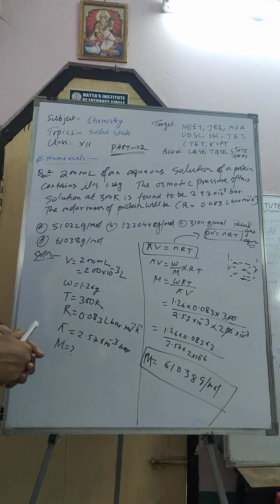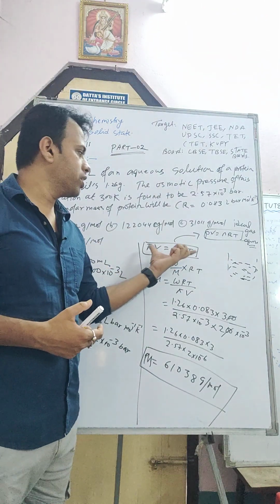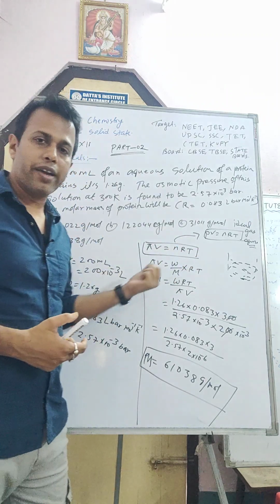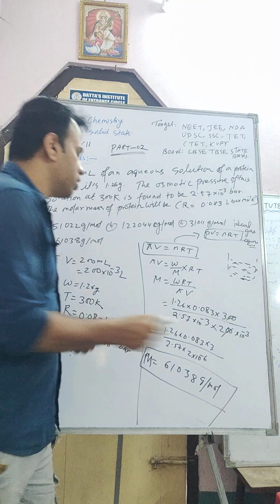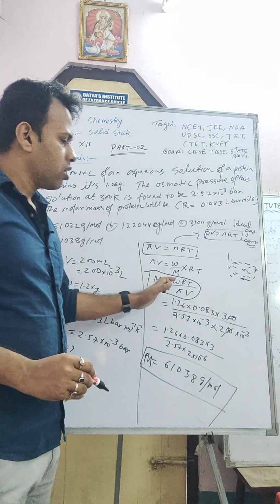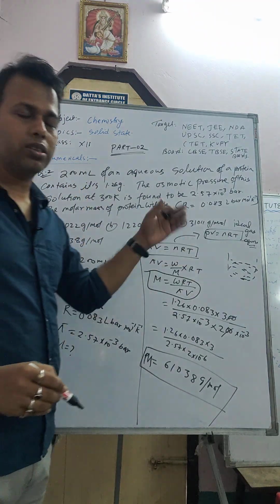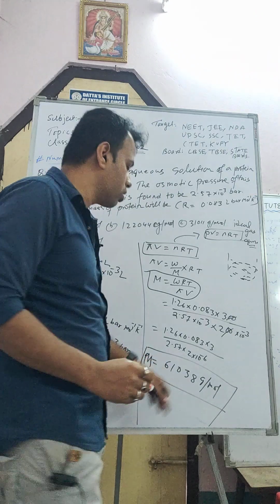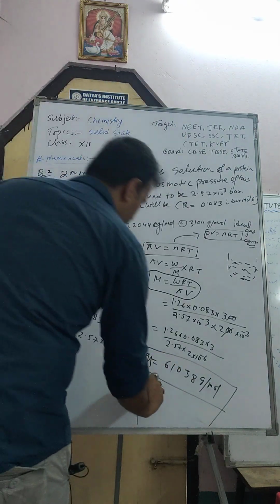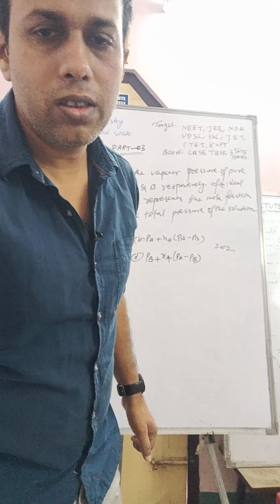Now we use the osmotic pressure formula πV = nRT. We can replace n by W by m, so m is the molecular mass of the protein. I put all the values on the right side, and after simplification it becomes 61038 gram per mole. Which option is correct here? Option D is correct. I hope all of you understood this one.